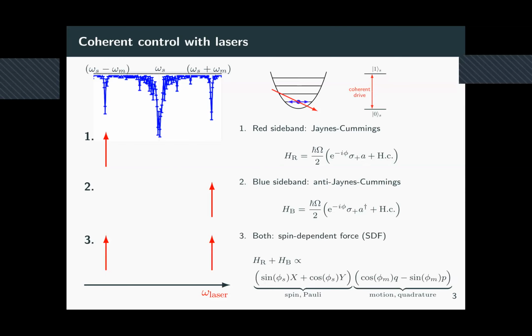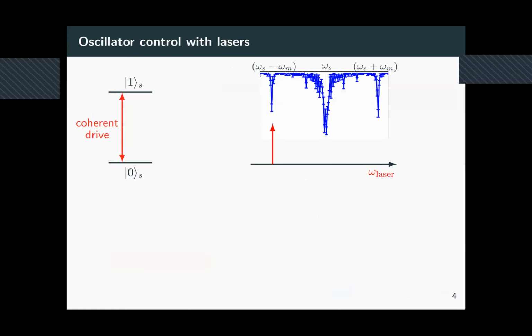And if we apply both of these Hamiltonians simultaneously, so we drive both of these side peaks, then we get something that looks like a spin-dependent displacement operator, where we can tune the phase of these lasers to tune whether we do a Pauli X or Pauli Y operator, and whether in the Hamiltonian we get a momentum or position operator.